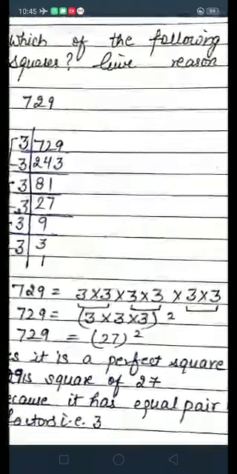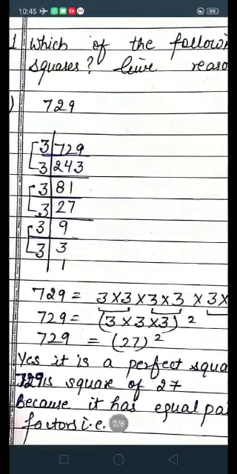729. First, I have done the prime factorization. You know that 729, the last digit is 9, therefore it is not divisible by 2. For 3, we just add up the sum of all the digits, and if the answer is divisible by 3, then the whole number is divisible by 3. That means it is the divisibility test of 3. So by doing the prime factorization, I got 3 pairs of 3.